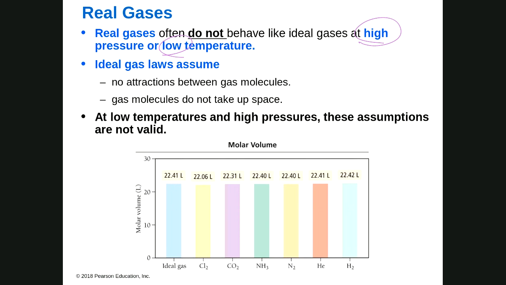When we do ideal gas, we assume there's no attraction between gas molecules, and they don't take up much space compared to the space that they're around. But when you lower the temperature enough, you slow them down enough to where they could attract to each other. And if you heat them up, you are causing them to have higher pressure, right? So as you do that, that volume is going to go down. Okay, so they do start to take up space if you compress them enough.